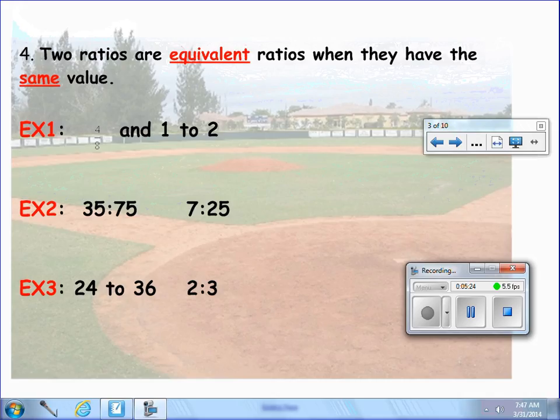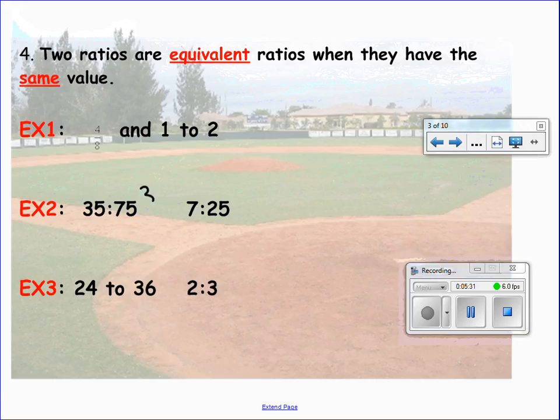In example 2, we have 35:75. If you were to put this in that form of a ratio, when you would reduce it, you would get 7:25. So those two are equivalent ratios. Same with this last one. Example 3, 24:36. If you were to reduce it, that would be 2/3. So the ratios are written in a different format, but they are equivalent.